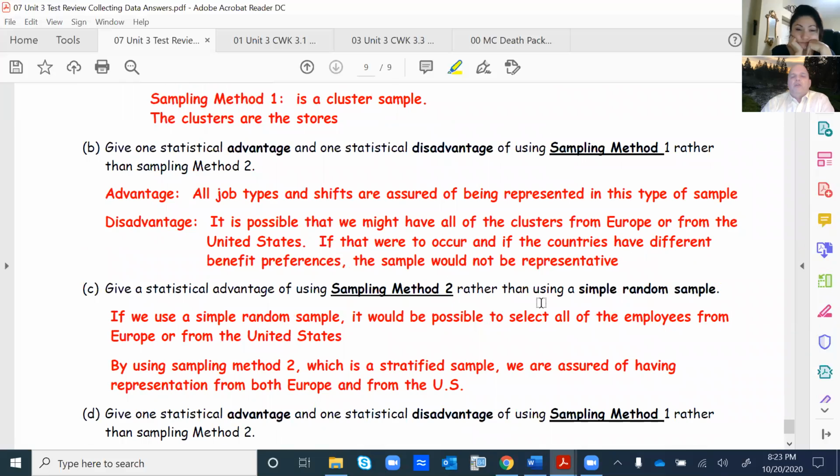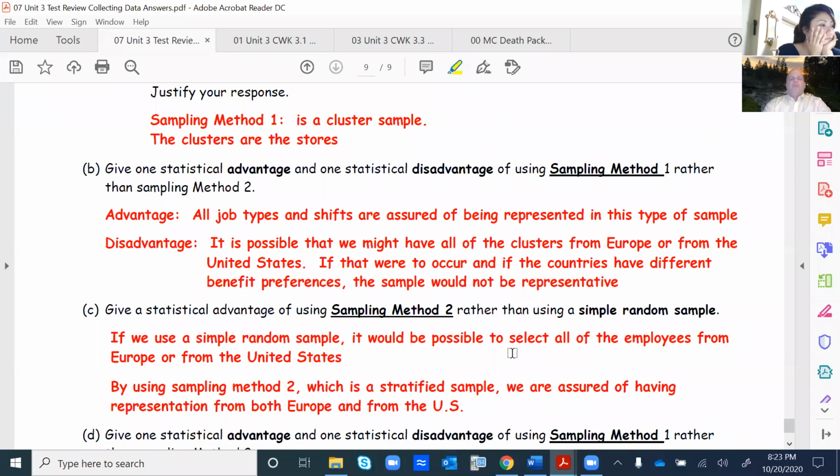Advantage of using method 2, rather than a simple random sample: if we use a simple random sample, it would be possible to select all the employees from Europe or from the US. The same with the cluster, that could happen. By using sampling method 2, which is stratified, we are sure of having representation from both Europe and the US.